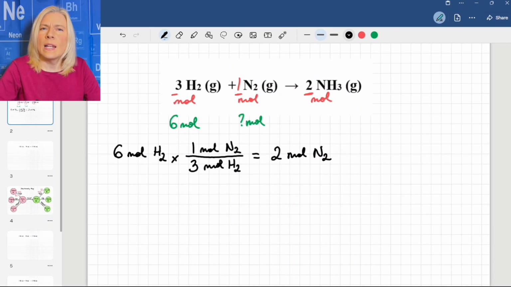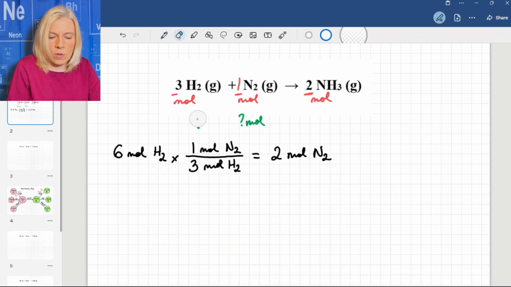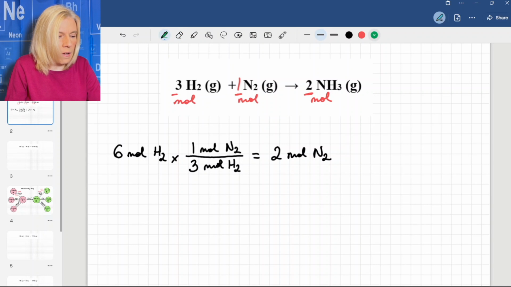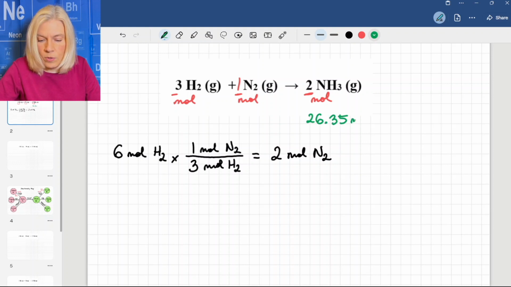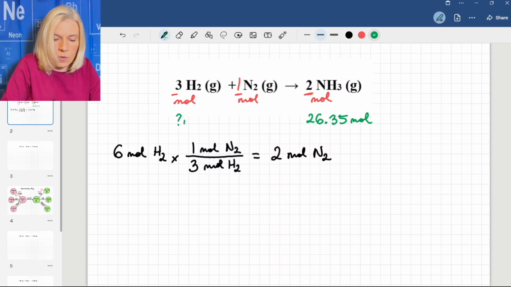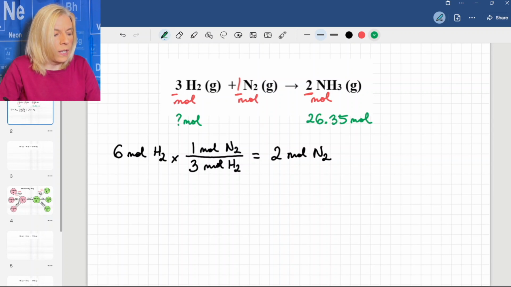Okay, let's crank it up a notch. Instead of using 6 moles of hydrogen, what if I made 26.35 moles of ammonia? That's how much I produced. So the question is, how many moles of hydrogen were used to produce 26.35 moles of ammonia? Well, we're going to use the same mole-to-mole ratios, same as we did in the previous example. So let's write this down.